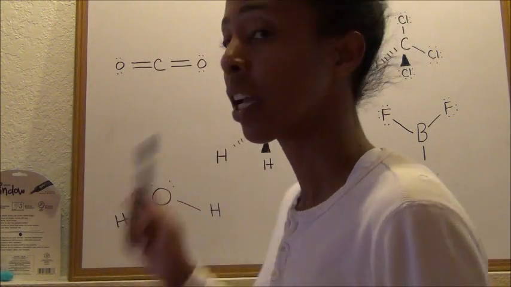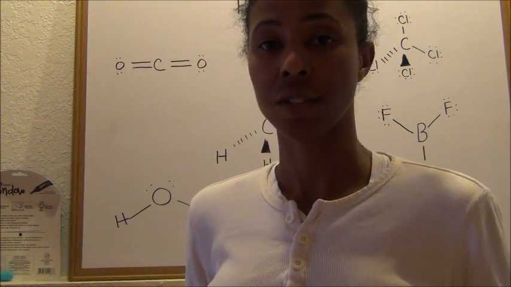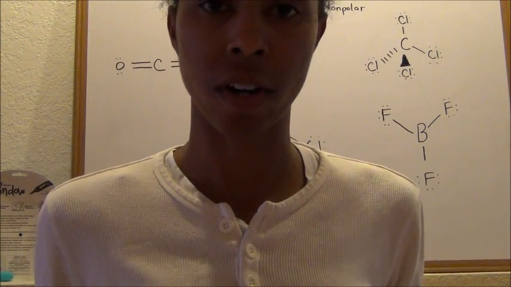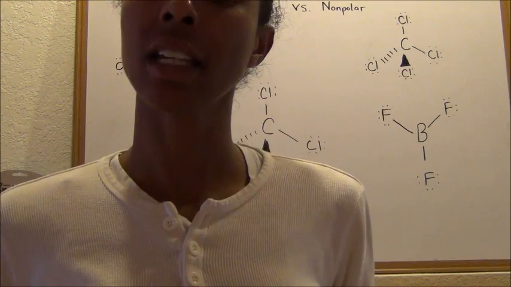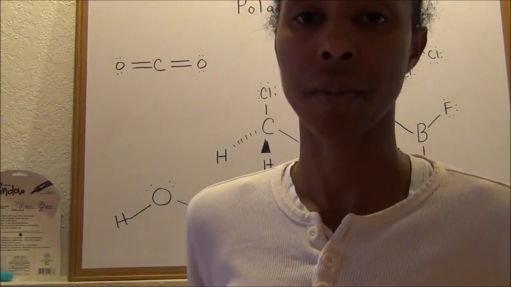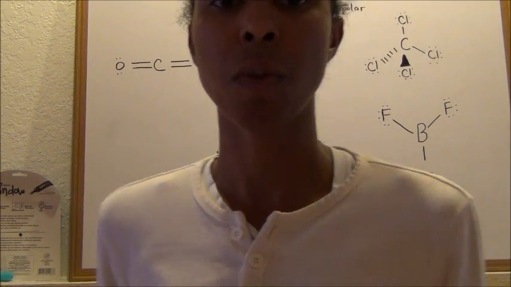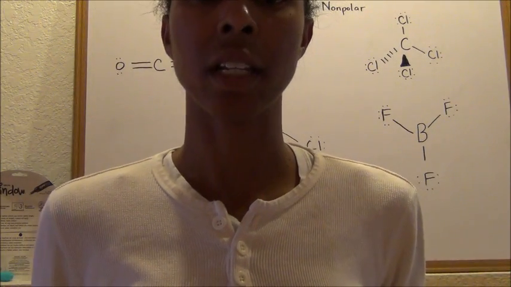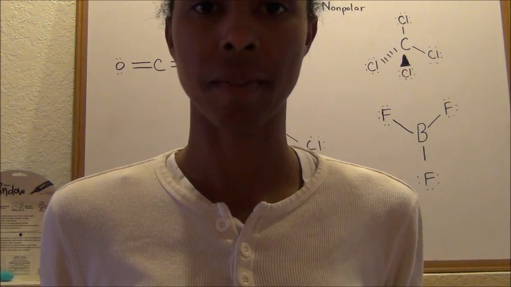Okay, now looking at the difference in electronegativity only tells us whether or not a bond is polar or nonpolar. But we can't use this to predict whether a molecule is polar or nonpolar. In order to predict whether a molecule is polar or nonpolar, you must draw it in its correct geometry.